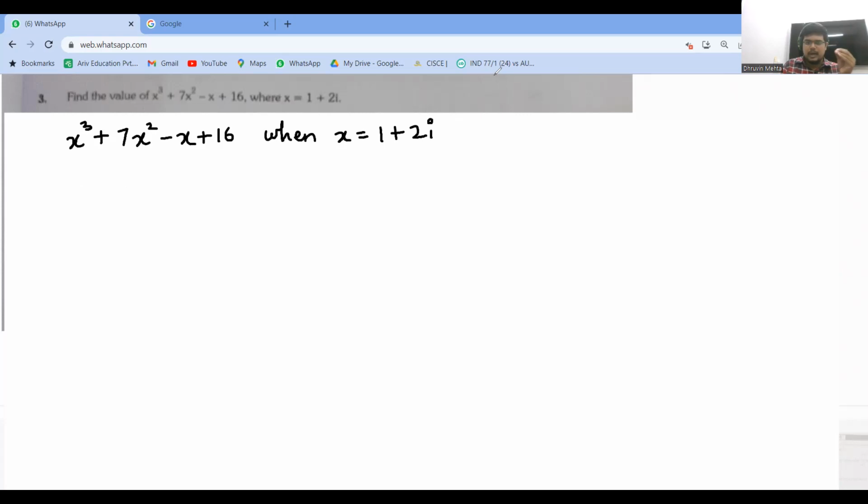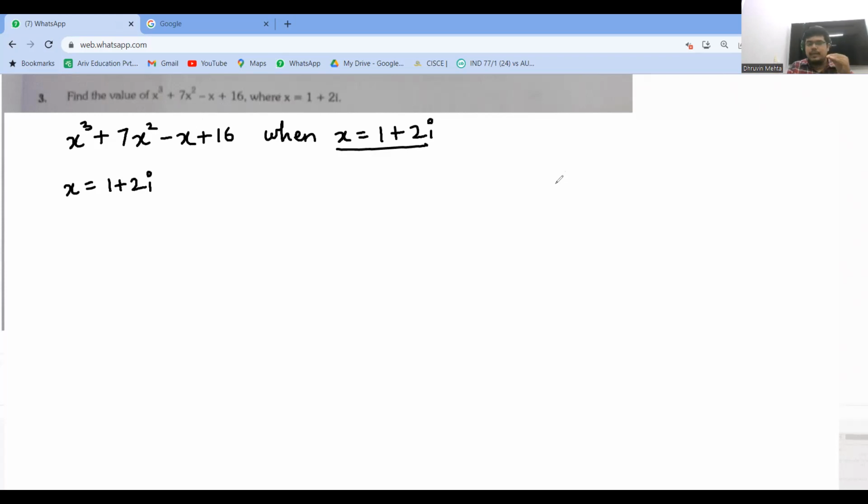So there is a smart method for this. That smart method is you start with the value of x. We have x is equal to 1 plus 2i. And the first thing that we will do is we will remove i from here. We will eliminate i from here. Now, how do we eliminate i?